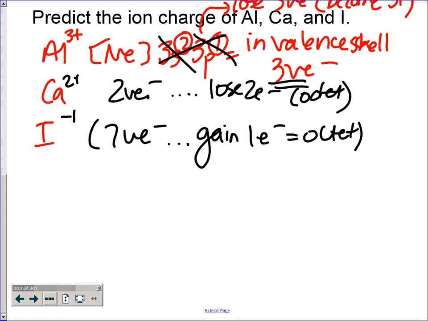Okay, so you can predict by just memorizing the periodic table like that, or thinking about the electron configurations. They're both going to work for you. This one's more intelligent though, okay? All right, so we can keep practicing with that.